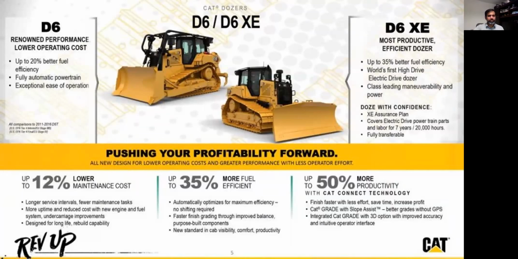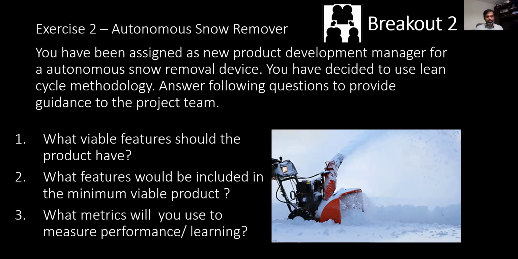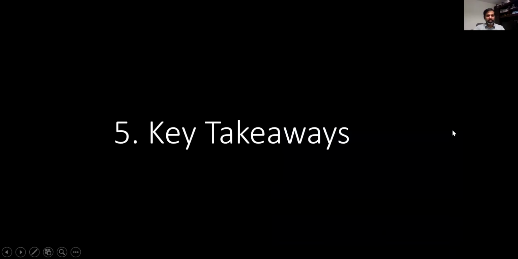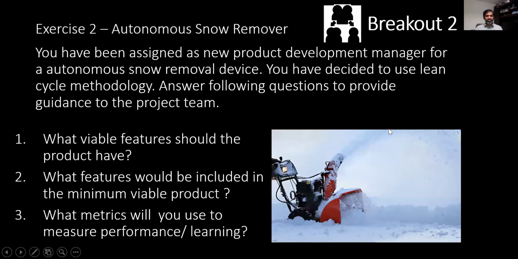Good. Okay, so time for the next breakout. We'll give 10 minutes for that. I'll just read the exercise. You are assigned as a new product development manager for an autonomous snow removal device. Winter is coming, so I thought it would be apt to have a winter theme. It's still considerably warm where I'm at, but I'm pretty sure in Alberta it's a little bit cold. So it would be nice to have this autonomous removal device because at least I don't like shoveling snow. So you have decided to use lean cycle methodology. So you need to answer these questions.